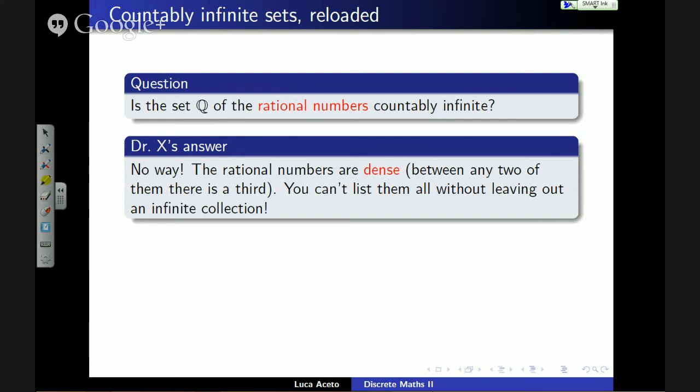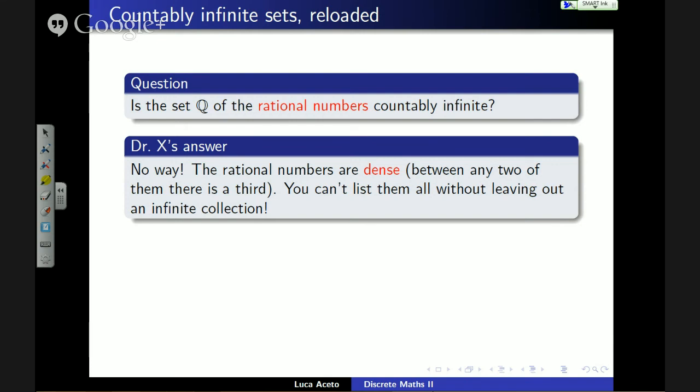But come on, the rational numbers are a totally different ball game. They are dense. What does this mean? It means that unlike the integers, unlike the natural numbers, if you take any two rationals, there is always a rational in between them, which means inductively that between any two rationals, there are infinitely many rationals.